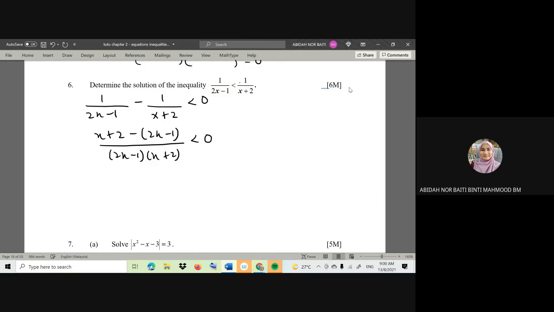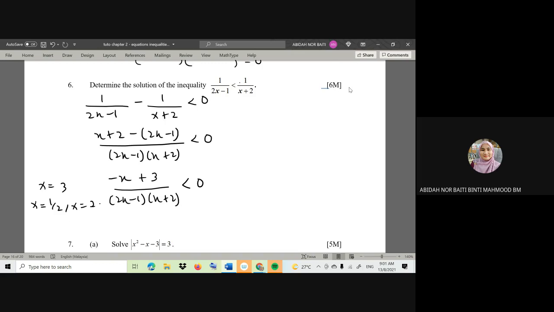Okay, simplify your numerator. So we get minus x plus 3 over 2x minus 1, x plus 2, less 0. For numerator, we use table of sign. So determine your x for numerator is 3. Value of x for denominator is half and minus 2.